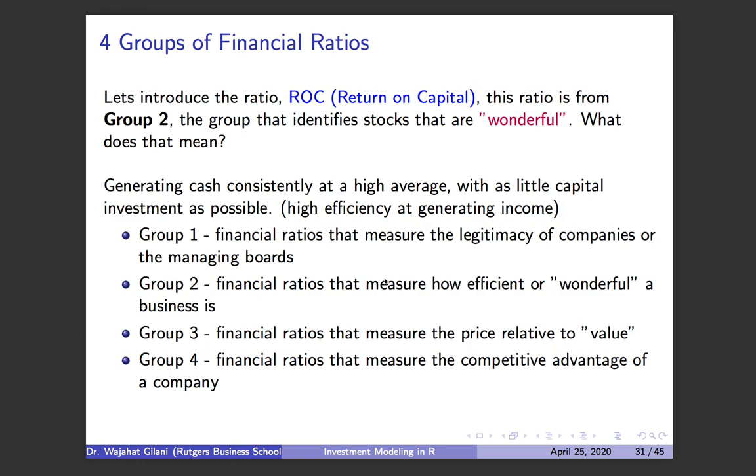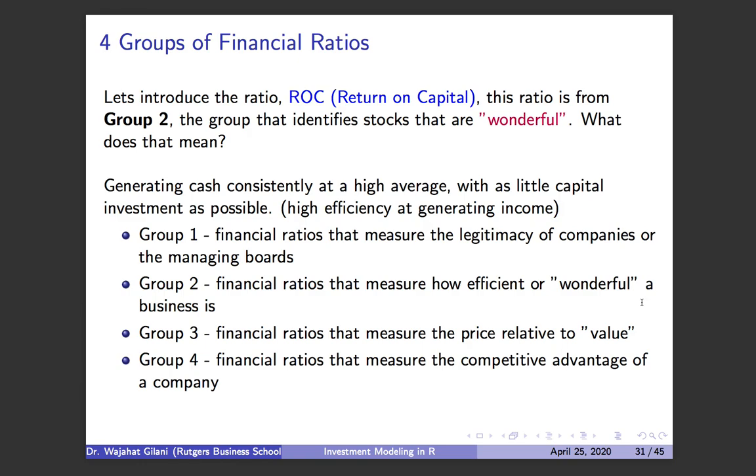It's a simple ratio, and it's a ratio from the group 2. If you remember the groupings here in the slides, group 1, 2, 3, and 4. Earnings yield is from the group 3 ratios, the ratios that basically help measure price relative to value, quote unquote. Group 2 ratios are basically measuring how efficient or wonderful a business is, all right? And again, what do we mean by wonderful? What do we mean by efficient? We mean that this company is generating cash consistently at a high average with as little capital investment as possible, right? So it's highly efficient at generating income.